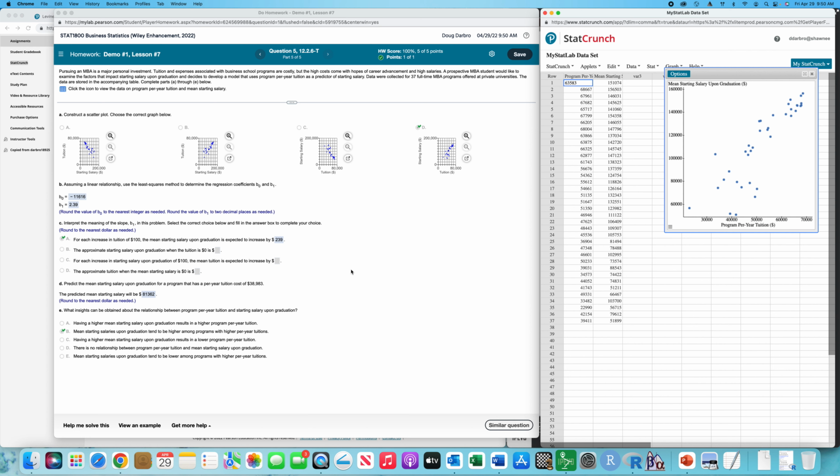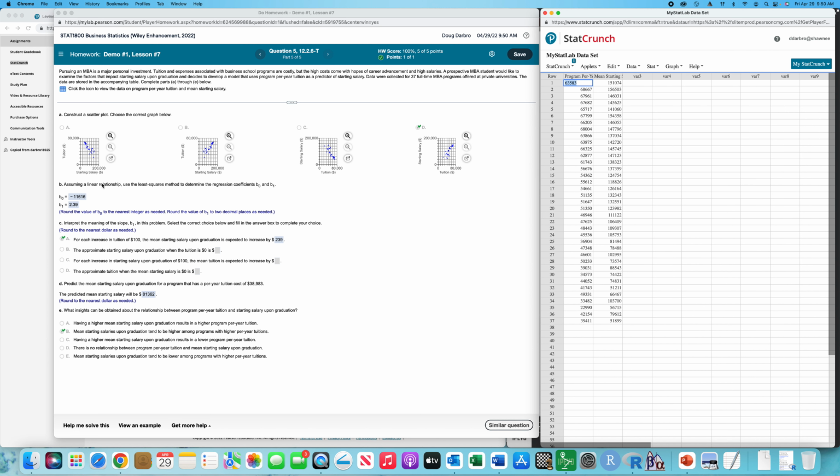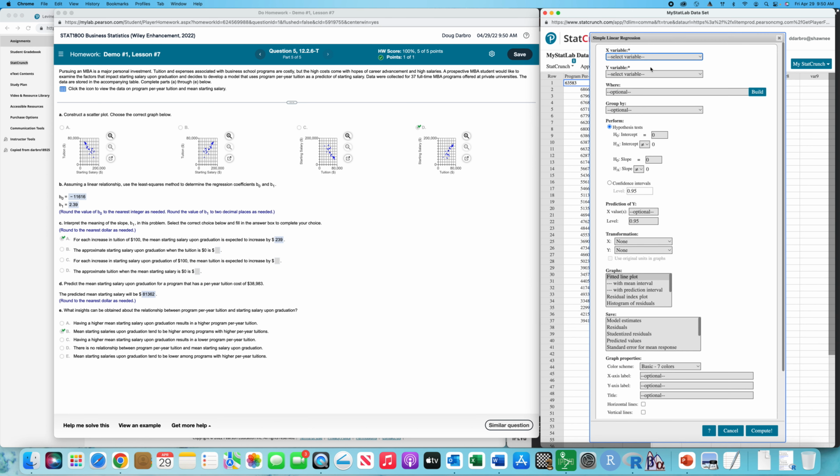And I want to look at a scatter plot. Well, clearly, I think D is the one that aligns with that, so not a lot of debate there. Now, assuming a linear relationship, determine the estimated regression coefficients. So I'm going to go to STAT. Again, I've taught all this in a previous video, so it should be no surprise.